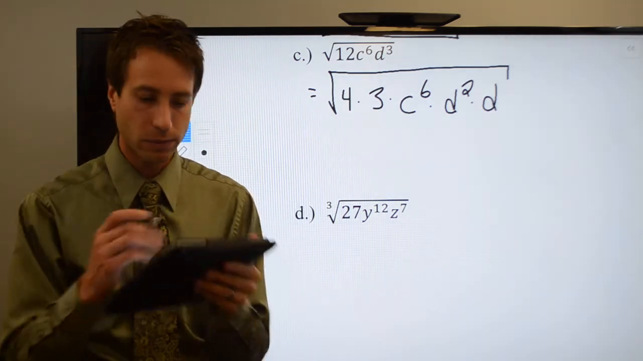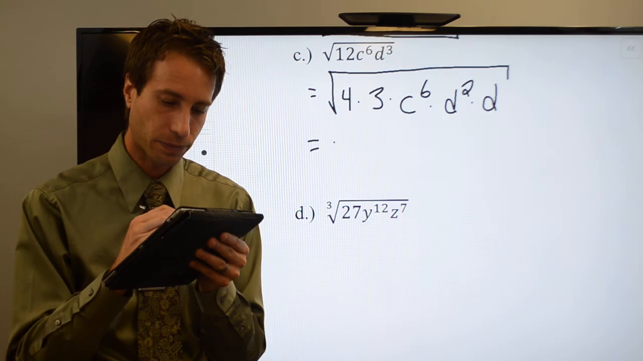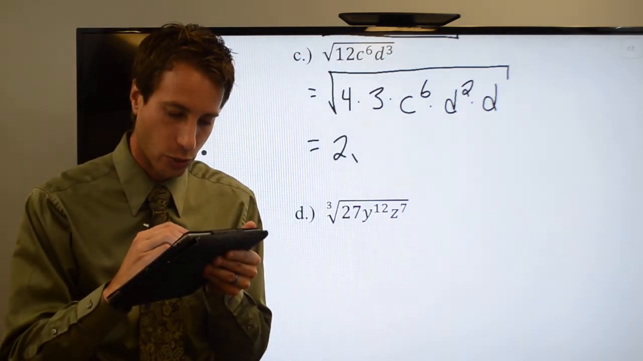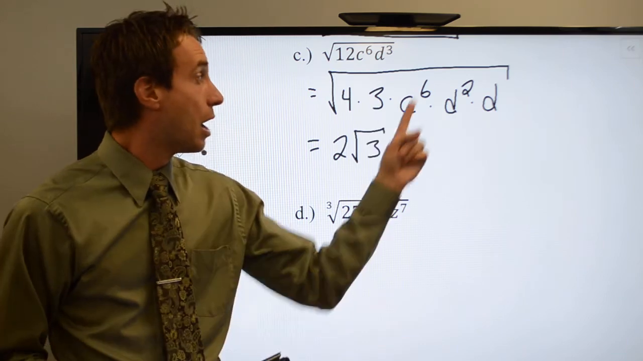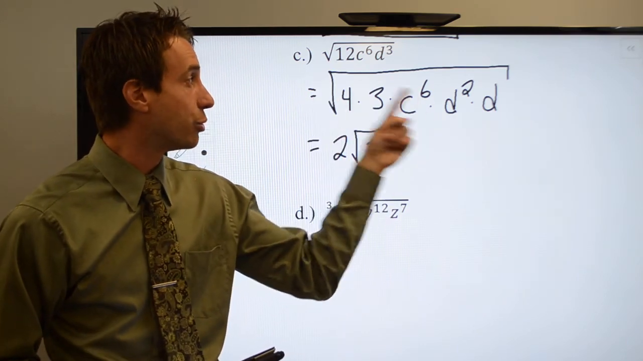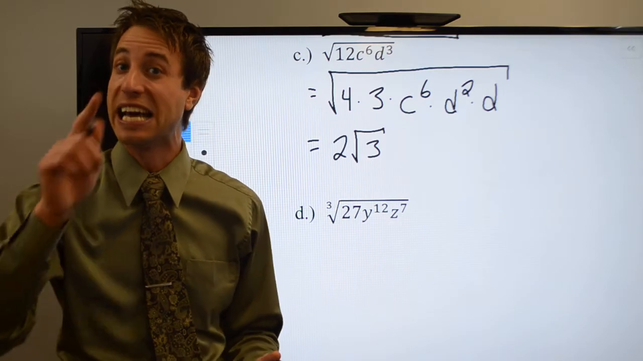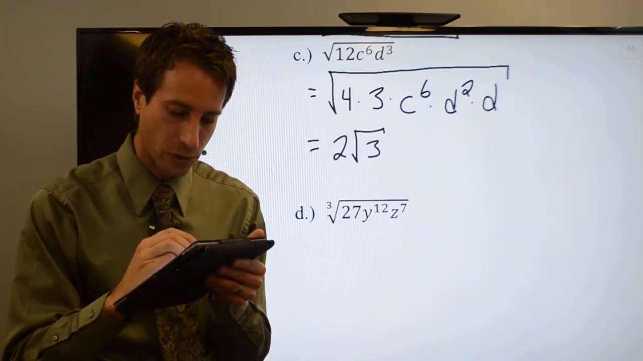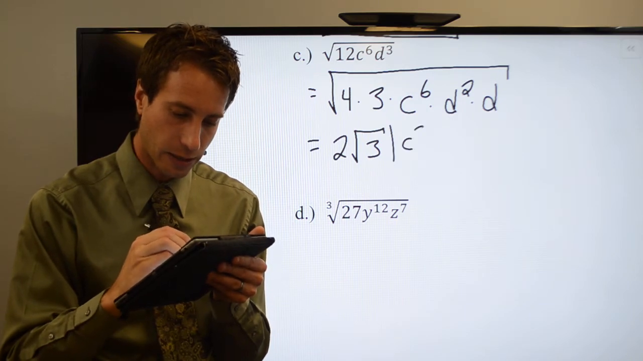Square root of 4, well, that's a 2. Square root of 3, nothing I can do. It's just going to be a square root of 3. Power is 6, index is 2. 6 divided by 2 is a 3. Careful, I went from an even power to an odd power, put it in absolute value. C to the third power.